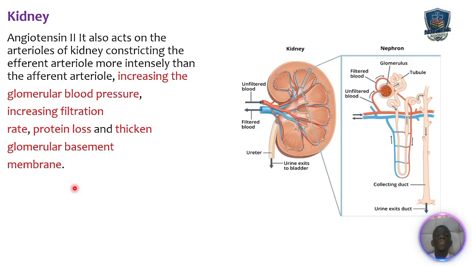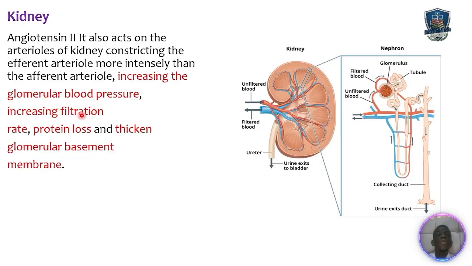Now, angiotensin II also acts on the arterioles of the kidneys, constricting the efferent arteriole more intensely than the afferent arteriole. Remember, if you look at the glomerular structure, we always have the afferent arteriole, the glomerular capillaries, and lastly the efferent arteriole. Now, for you to increase the filtration pressure, what happens? You have to constrict the efferent arteriole more. So angiotensin II constricts the efferent arteriole more than it does the afferent arteriole. And when you do that, you are going to increase the glomerular blood pressure, increasing filtration rate.